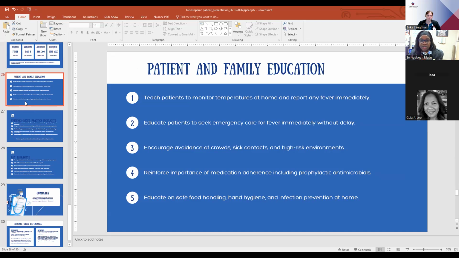Patient and family education, again, something else that I will be open to any more recommendations, but these are the 5 that I put in here. Teach patients to monitor temperatures at home, report any fever immediately. We want to educate patient and family to seek emergency care for fevers immediately without delay. And we want to encourage avoidance of crowds, sick contacts, high-risk environments. We want to reinforce importance of medication adherence, and we want to educate on safe food handling, hand hygiene, and infection prevention at home.